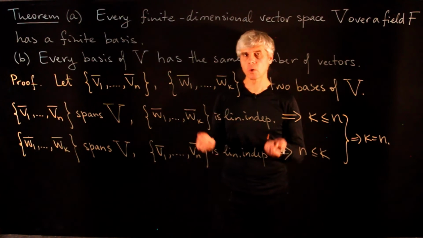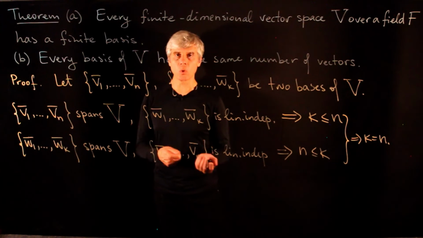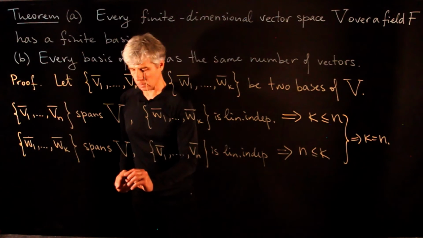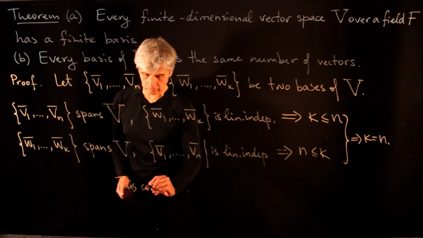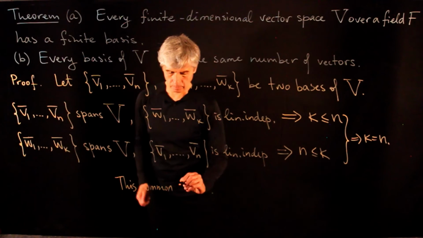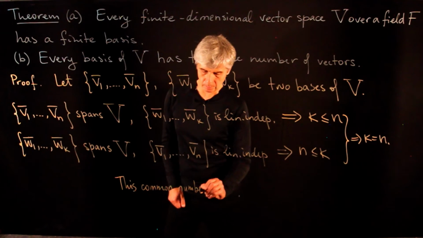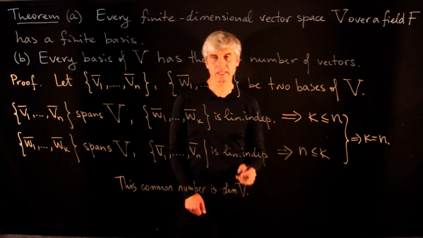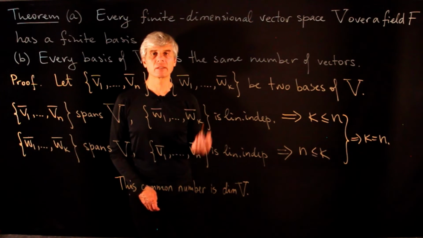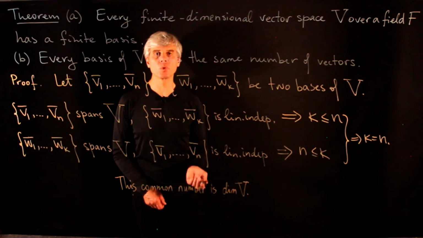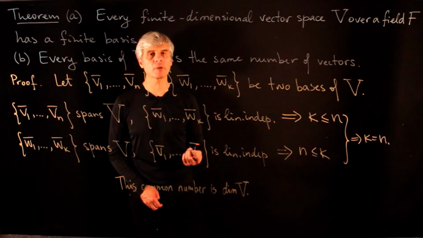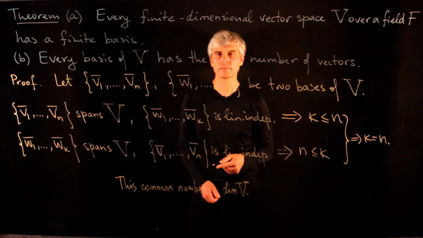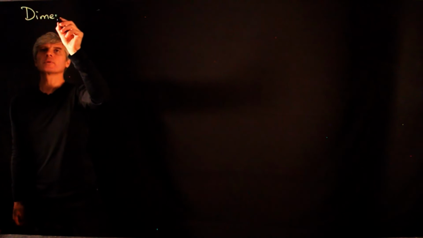And so this common number of vectors in all bases of a vector space is called the dimension. So this common number is the dimension of V, right? So it's enough to have one basis in a finite dimensional vector space to know its dimension. So the dimension of a vector space is the number of vectors in its basis, and it doesn't matter which basis we choose. So now let us look at some examples of dimension.